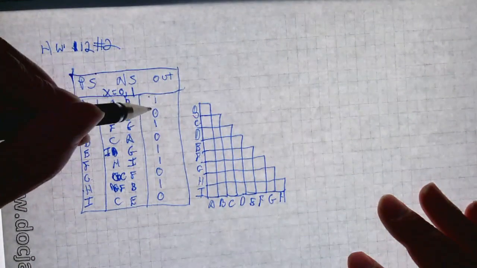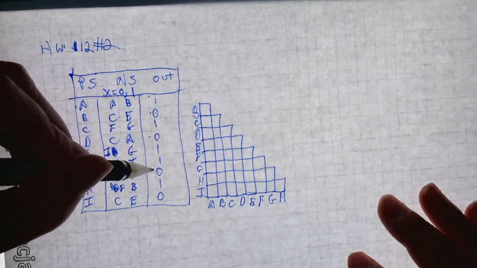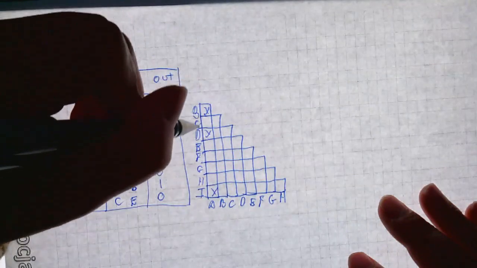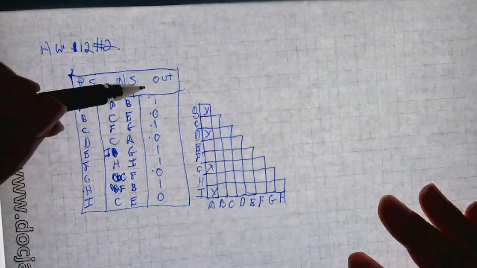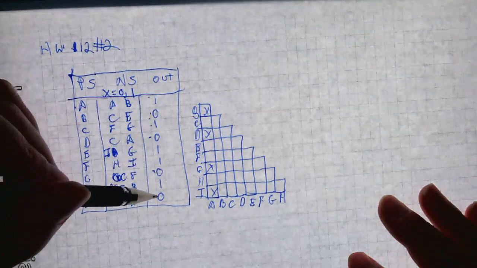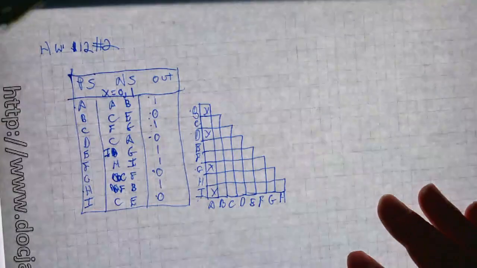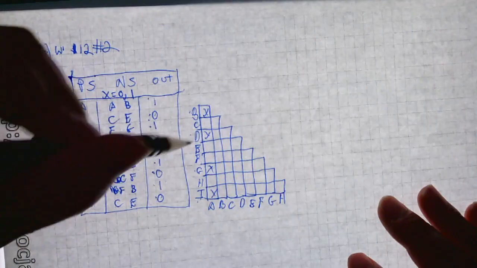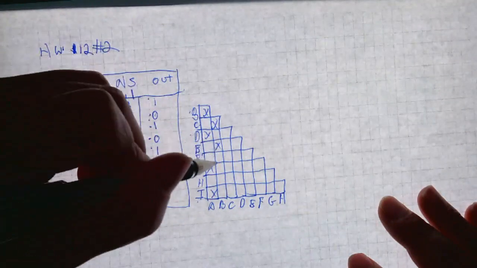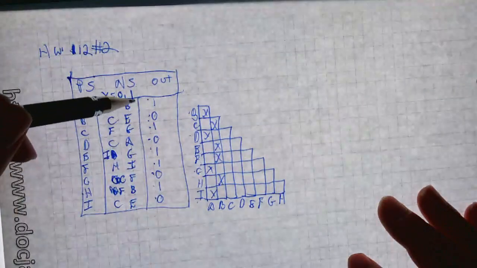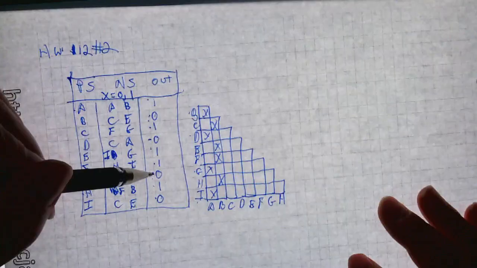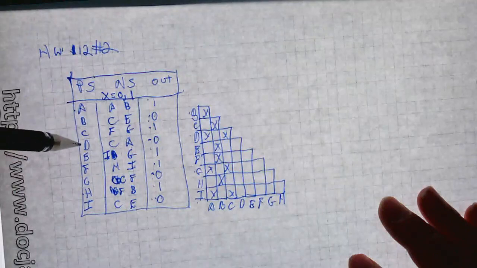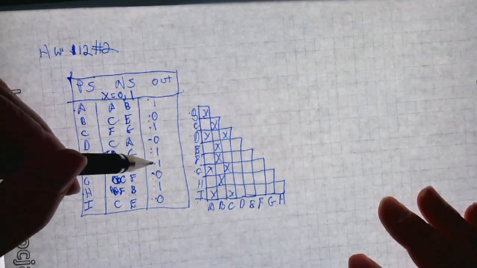So A is different from B, D, G, and I. Then B is different from C, E, F, and H. And then C is different from D, G, and I. Now D must be different from E, F, and H.